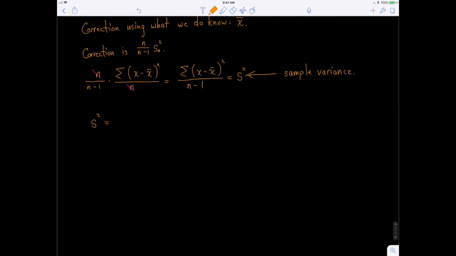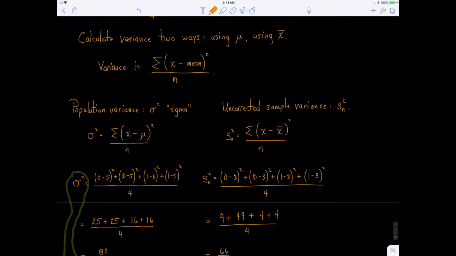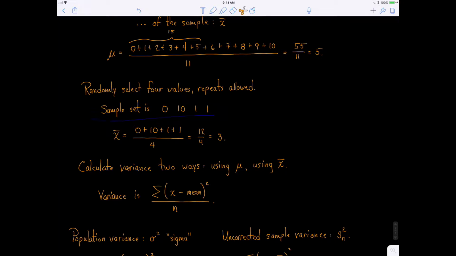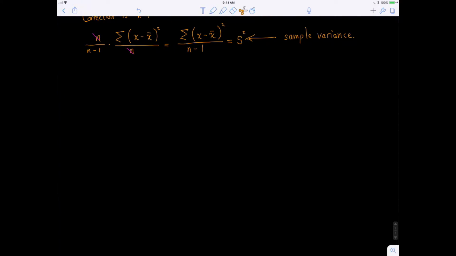And remember, let me just erase that and let's bring our data set back down so we can see it easily. The data set that we were using is right there. So here's our sample data set. For a sample data set, we're going to calculate a sample variance. That seems like a good connection. So let's do that. And here we go, we're going to calculate s squared.